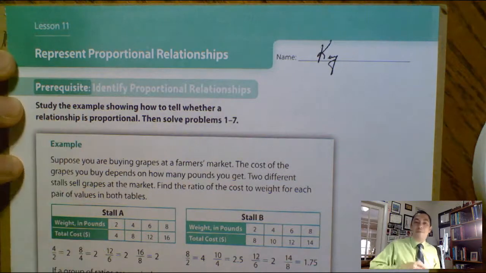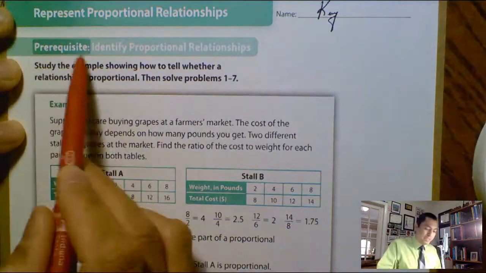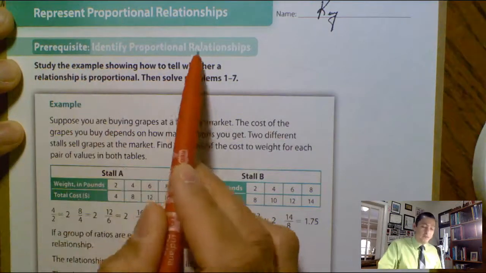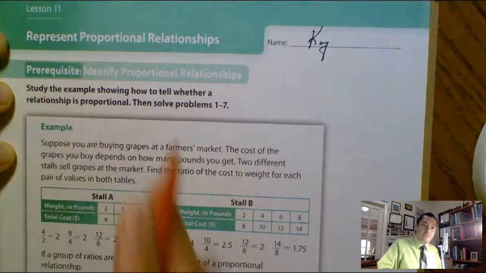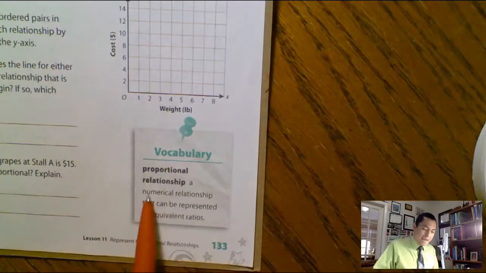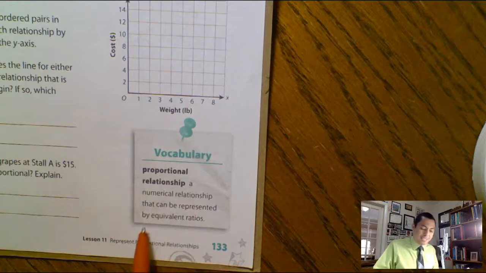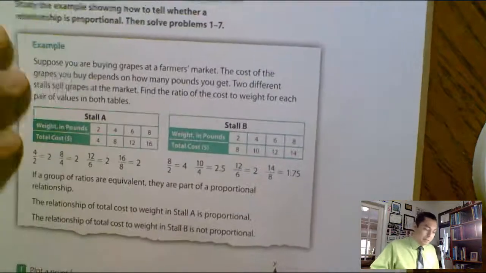So we're going to start, remember, always with a review of our assignment. For example, we're going to identify proportional relationships. That's lesson 11, represent proportional relationships, where we're going to start with the vocabulary. We're going to have proportional relationship, a numerical relationship that can be represented by equivalent ratios. And we're going to explain that one in a minute.